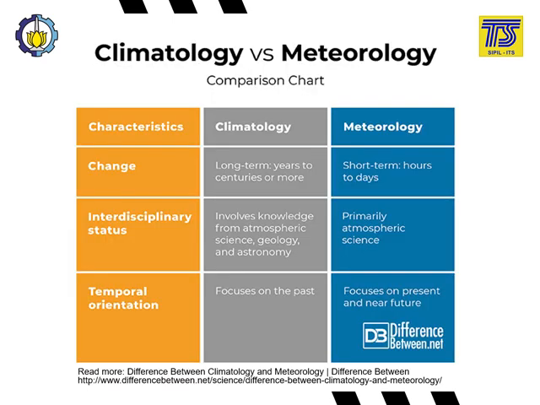What is the difference between climatology and meteorology? This is the comparison chart between climatology and meteorology. From the characteristics of change, climatology is related to the long term. So the time period is between years to centuries or more, while meteorology is more short term, in a time period of hours to days.